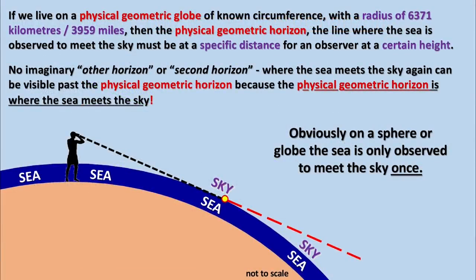If we live on a physical geometric globe of known circumference with a radius of 6,371 kilometers, 3,959 miles, then the physical geometric horizon, the line where the sea is observed to meet the sky, must be at a specific distance for an observer at a certain height. No imaginary other horizon or second horizon where the sea meets the sky again can be visible past the physical geometric horizon because the physical geometric horizon is where the sea meets the sky. Obviously, on a sphere or globe, the sea is only observed to meet the sky once.